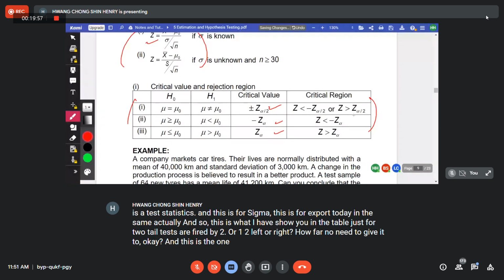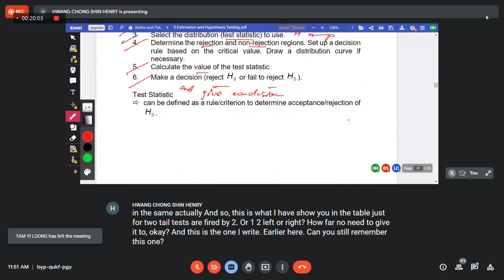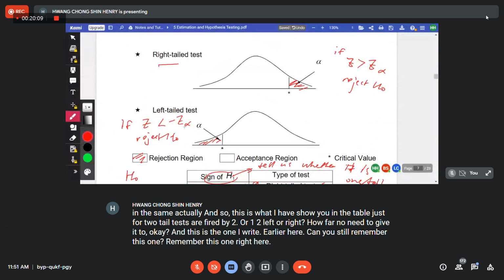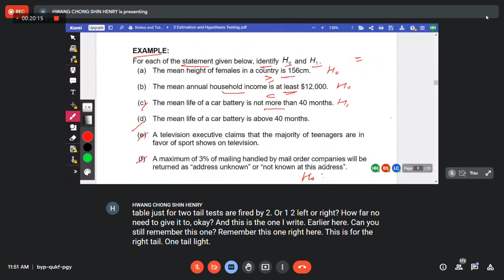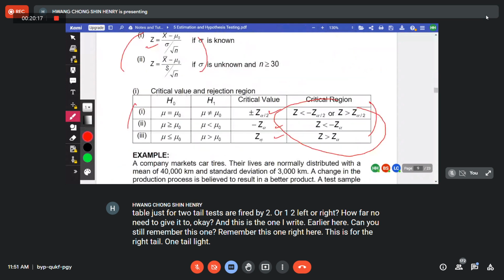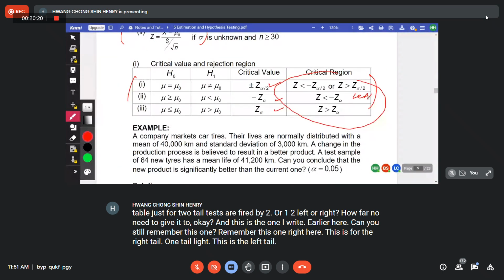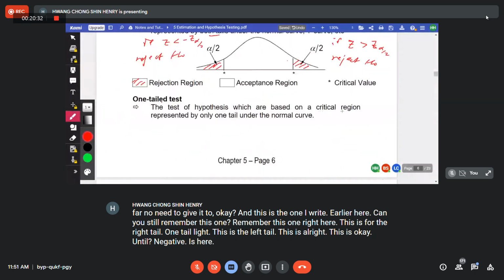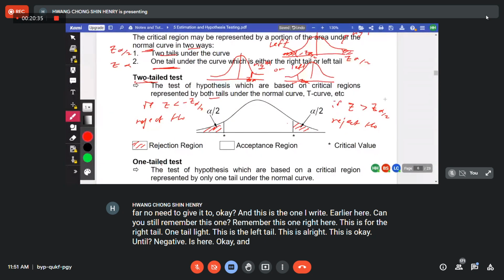Okay, and this is the one I wrote earlier here. Can you still remember this one? Remember this one I wrote here? This is for the right tail, left tail, one tail, right? You can see here. This is the left tail. This is your right. This is two tail. For two tail, alpha divided by 2, positive, negative, is here. Okay, this one. This is negative, this is positive.